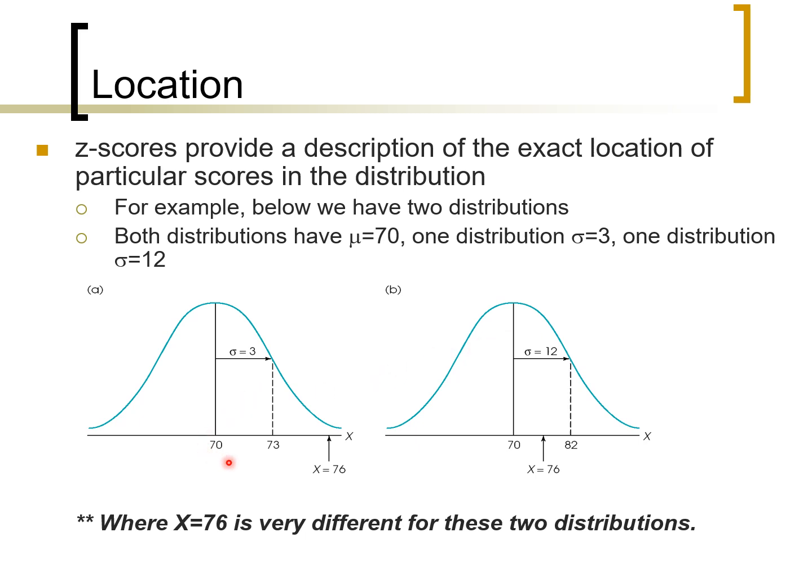So think about the formula that we would use. What is the z-score? X minus the mean. So we have a deviation score of 6. And if we take that deviation score divided by a standard deviation of 3, we get a z-score of 2. So this x is exactly 2 standard deviations above the mean. Now for this one, we take that same deviation score but divide by a standard deviation of 12. 6 divided by 12 is 0.5, so that means our z-score is exactly half a standard deviation above the mean of 70.